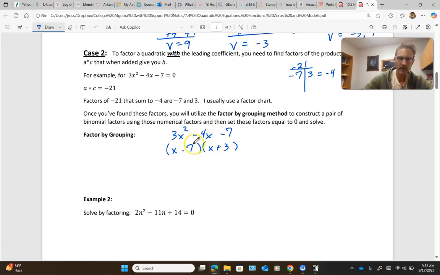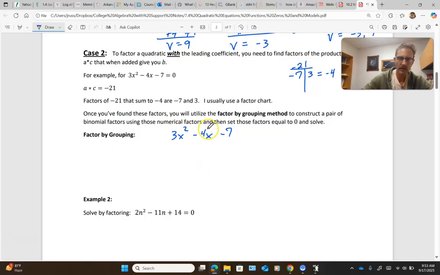Yeah, well, the point I'm trying to make here, guys, is that the negative 7 times the 3 are not going to give us negative 7. Okay? And so this approach that we had previously is not going to work. So what we do is we do something called factor by grouping.